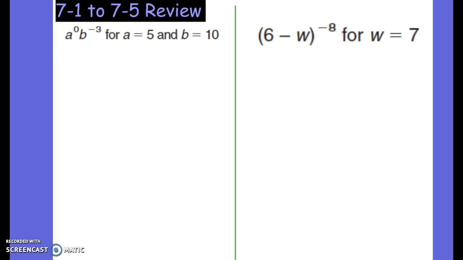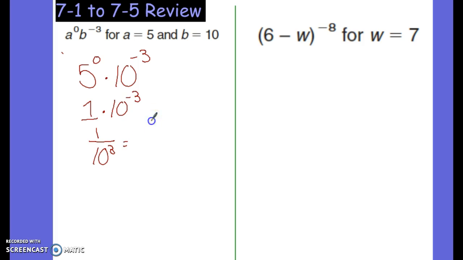So for number one, if we have a to the 0, b to the negative third, for a equals 5 and b equals 10, you want to first substitute your numbers in. So I have 5 to the 0 power times 10 to the negative third. Remember, anything to the 0 power is the number 1. So I have 1 times 10 to the negative third, but you can't have a negative exponent. So you get 1 over 10 cubed, which is 1 over 1,000 is your final answer.